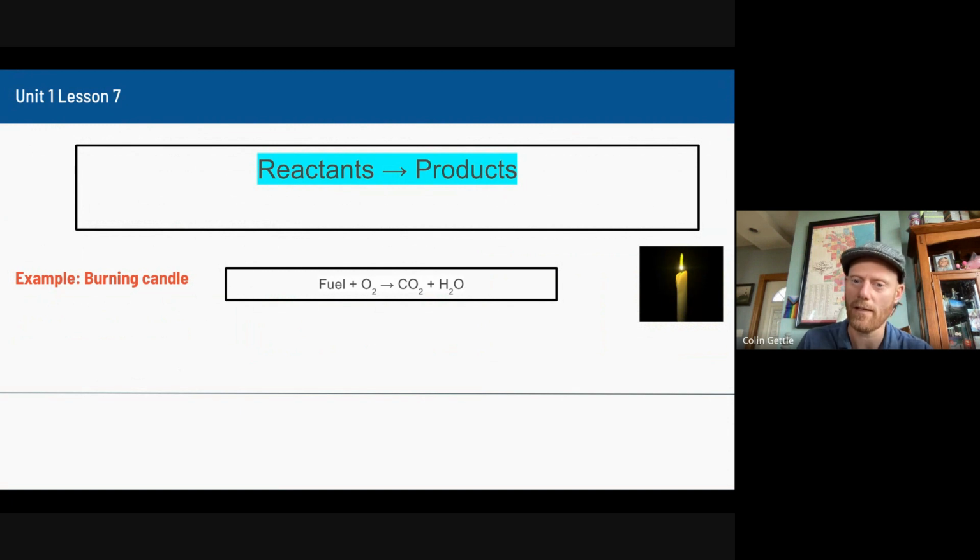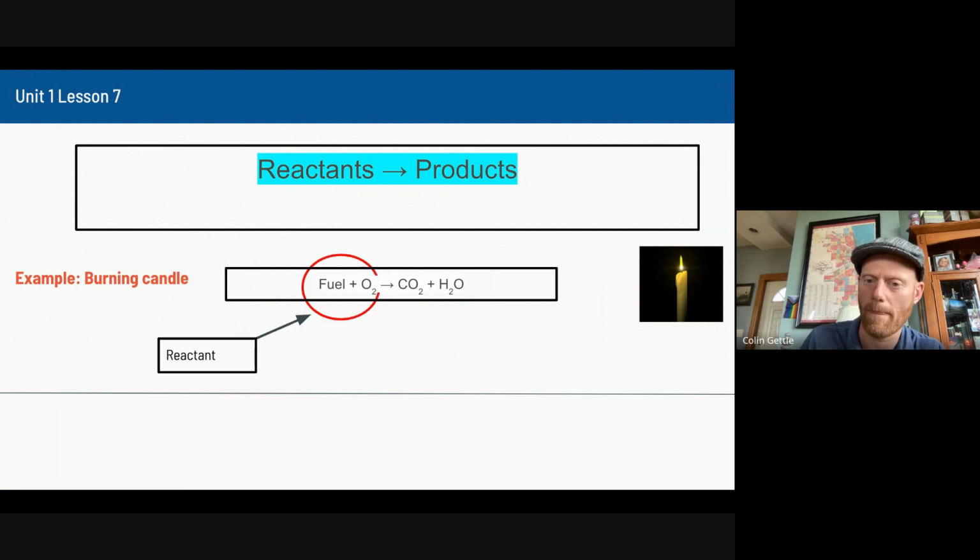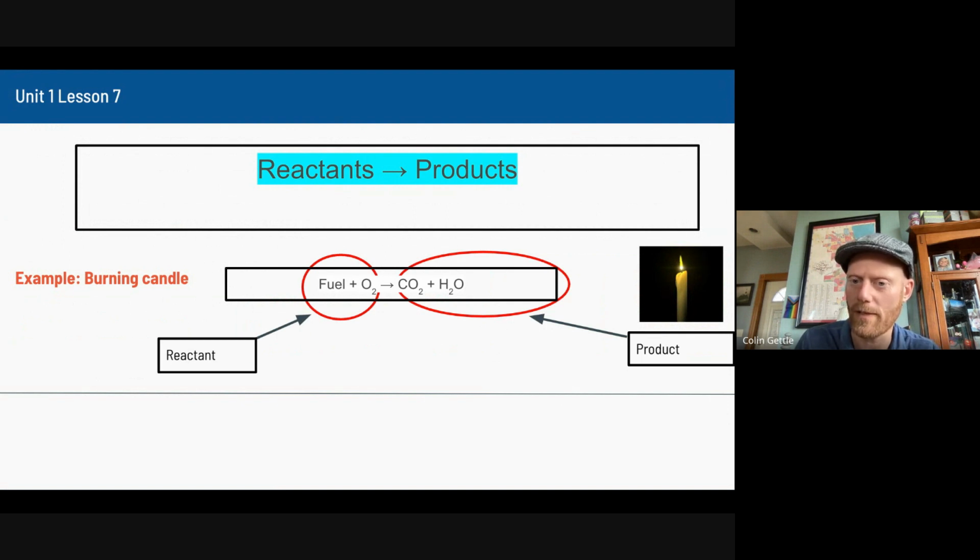All right, so let's look at another example here. In this example, we have fuel and oxygen yielding carbon dioxide, CO2, and H2O, water. Can you identify the reactants? If you said fuel and oxygen, then you would be correct. Can you identify the products? If you said carbon dioxide and H2O or water, you'd be correct.